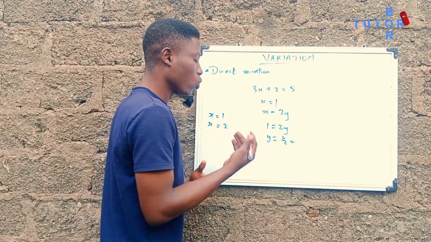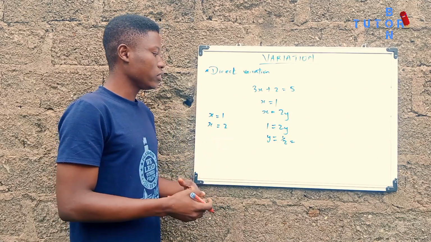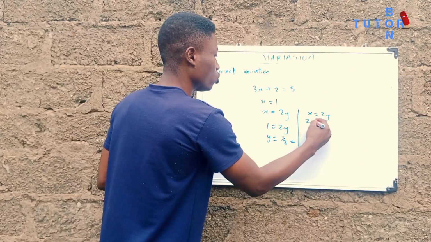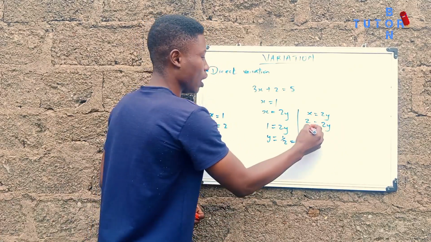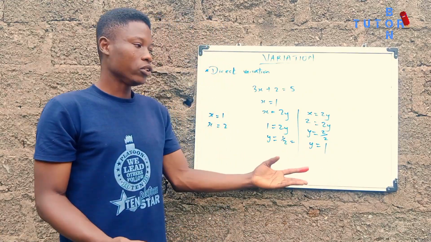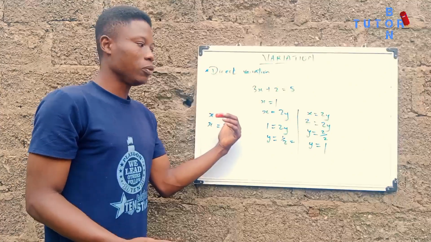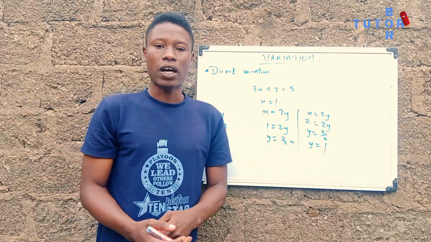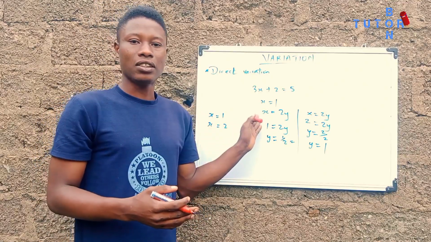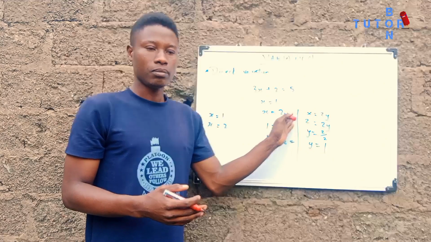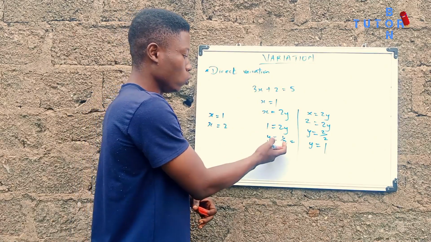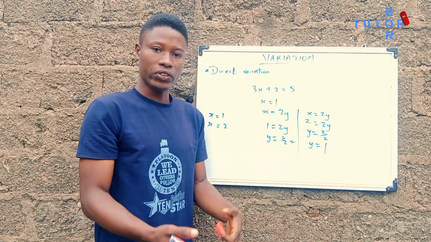Now, let's say x equals 2. If x is equal to 2, let's see what our y is. You have x equals 2y, then 2 equals 2y. You have y equals 2 over 2, so y equals 1. Can you see? As the value of x is being affected, it also affects the value of y. This simply means that x varies in a certain way with y. And as the value of x is increasing, the value of y is also increasing.